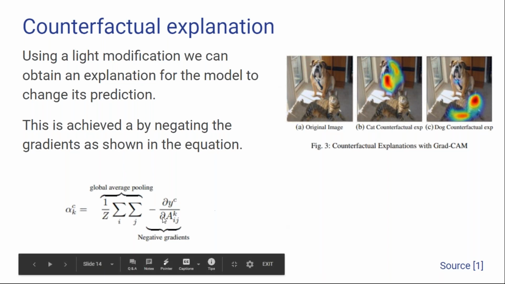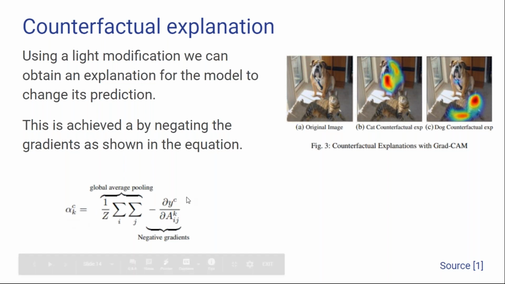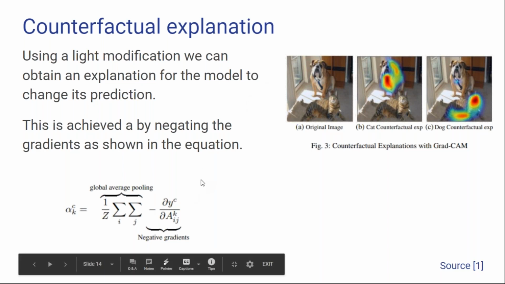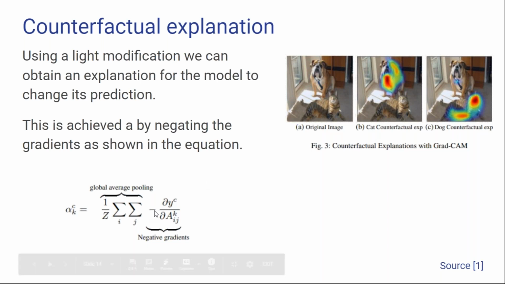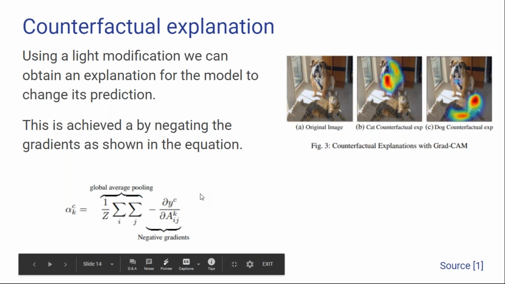By just negating the gradients in the weight equation, you can get an explanation for your model prediction for the opposite class, right? So it can be useful. I'm not sure, I've not used this counterfactual explanation, but if someone wants to explore this, they can use it. It means in your Grad-CAM implementation, you can simply negate your equation and it will give you the explanation for the opposite class.